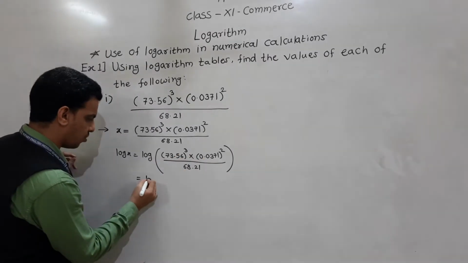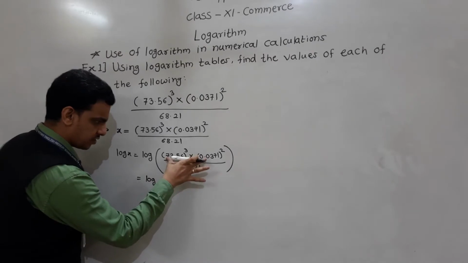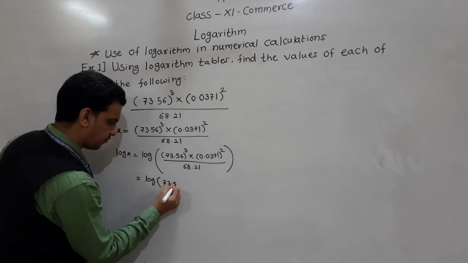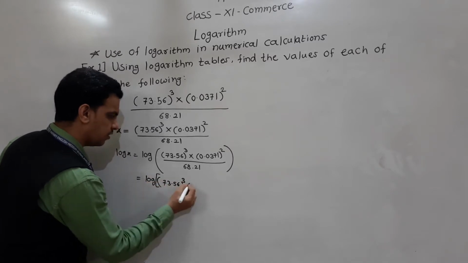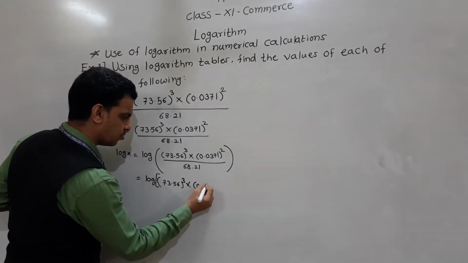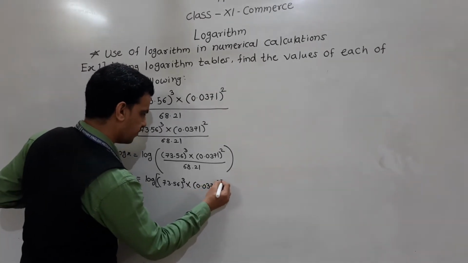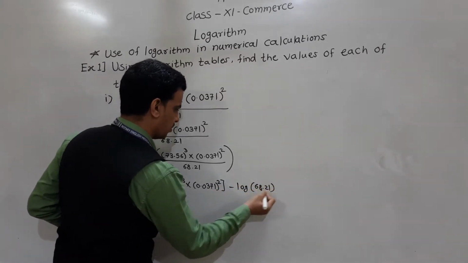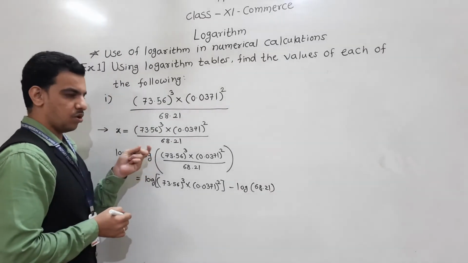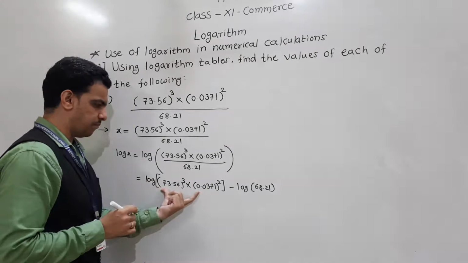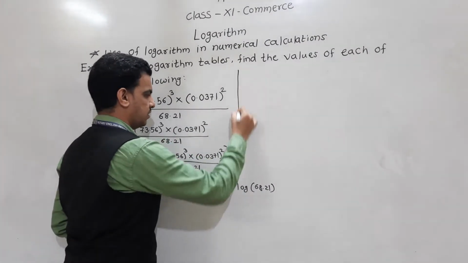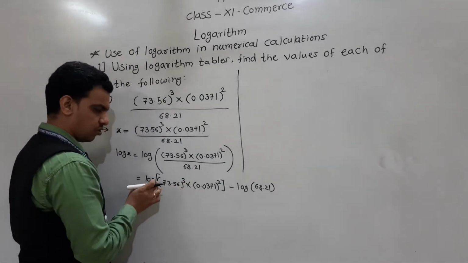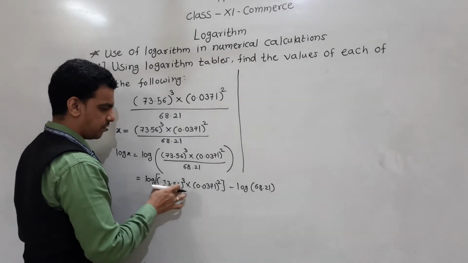Okay. Now log of multiplication of these two numbers. So log of, first it is division. This is numerator, this is denominator. So log of 73.56 bracket cube multiplied by 0.0371 bracket square minus log of 68.21. Okay, first we have to use log of m by n, that is log of m minus log of n. Then next here log of mn is there, so we have to use log of mn, that is log of m plus log of n.